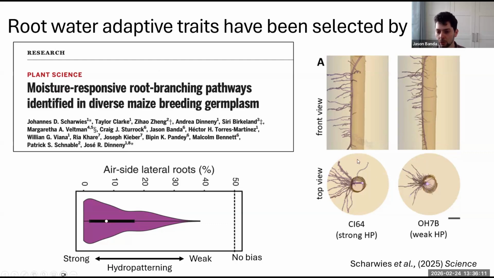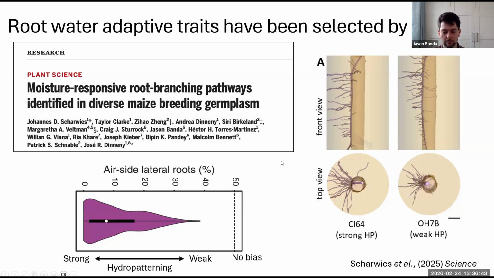It looks a bit different here, with the soil being deleted out of it, but the concept is the same. You have a macropore in the middle and soil on the sides. On the left side you can see the strong hydropatterner: all the laterals go towards the soil and away from the macropore. In the weak hydropatterning, you can see a lot of these laterals actually going into the macropore. So there's a proper selection pressure ongoing here.